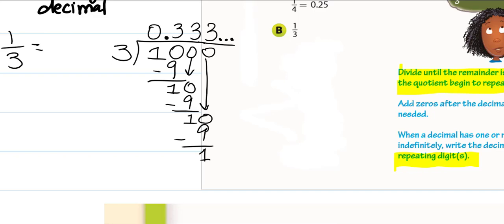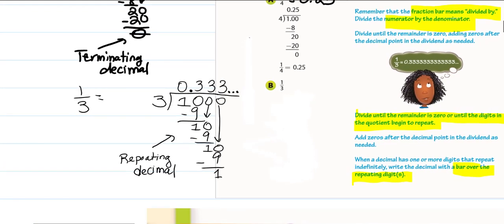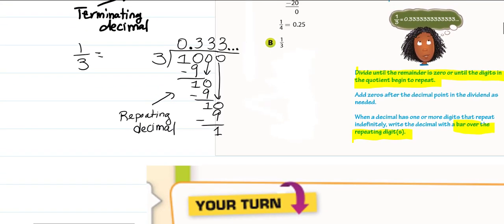Okay? So this is a repeating decimal. This is an example of a repeating decimal. And if we compare it to the one we did above, we had an ending to our division. It gave us a 0 at the end, and so we knew we were finished. When you're looking at a repeating decimal, you might not know if you're finished until you actually notice a pattern.